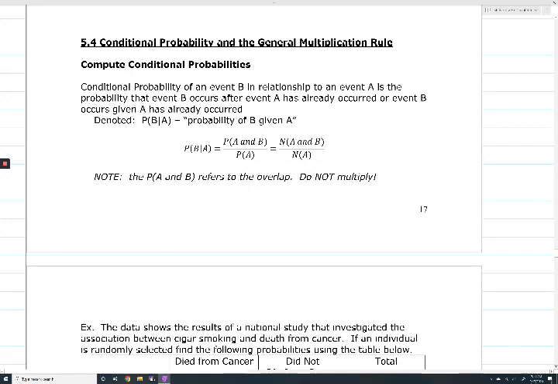In 5.4, when we talk about things like taking a card out of a deck, we are no longer replacing it. We have pulled that card, we've kept it out, and so now we've changed the odds for that next card picked. And so that second draw is conditional based on that first one. So your chances of getting the ace of spades on your second draw depends on if you pick the ace of spades on your first draw. You can't get it twice.